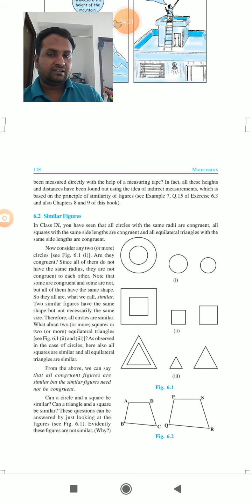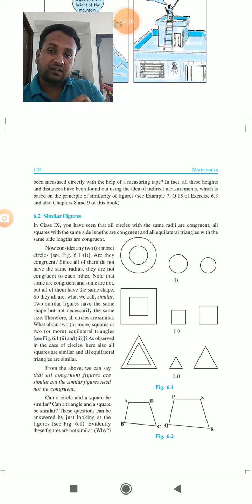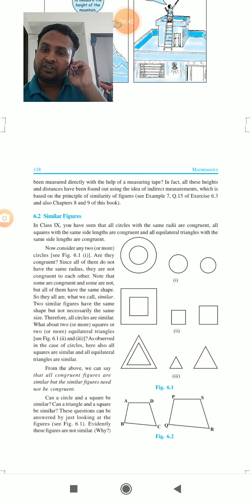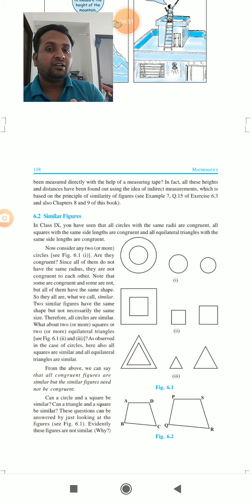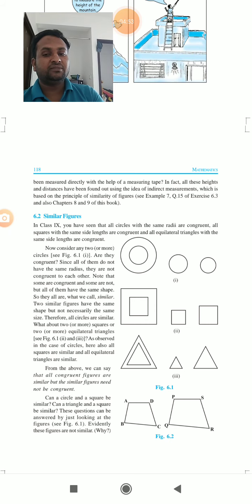Bangles, for example. You can say that all congruent figures are similar. Remember this very important point. All congruent figures are similar, but all similar figures are not congruent. I hope you are understanding what I am saying. Similar figures have only the same shape, but not necessarily the same size.